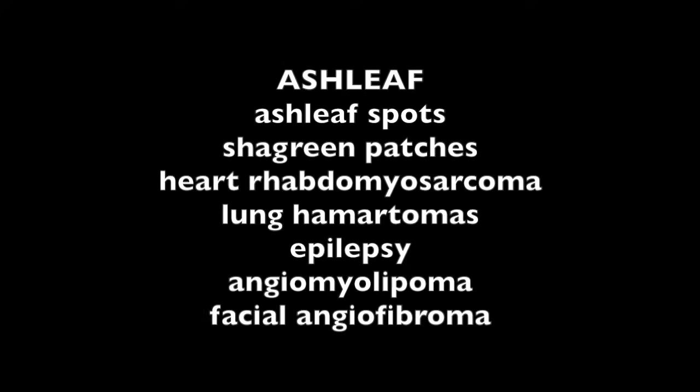Tuberous sclerosis is characterized by the mnemonic ASH LEAF. So ash leaf spots, shagreen patches, heart rhabdomyomas, lung hamartomas, epilepsy, angiomyolipoma, and facial angiofibromas. You treat this with ACTH.